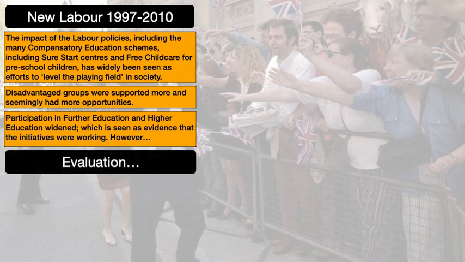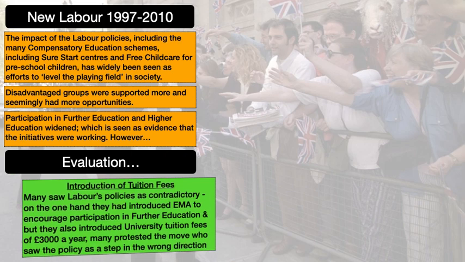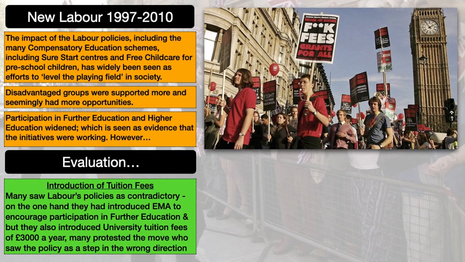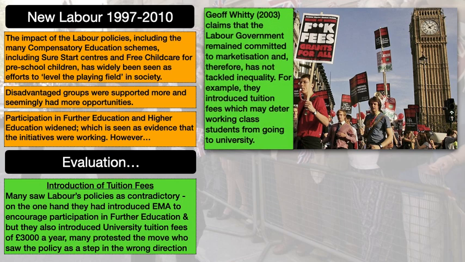there were a few things that felt like they were adding to the inequalities. The big one of the Labour government was the introduction of tuition fees. Many saw Labour's policies as contradictory, because on the one hand they introduced EMA to encourage participation in further education and get people to university, but they also introduced university tuition fees, which hadn't been there before. £3,000 a year to go to university, and many people and students protested this move and saw the policy as a step in the wrong direction.